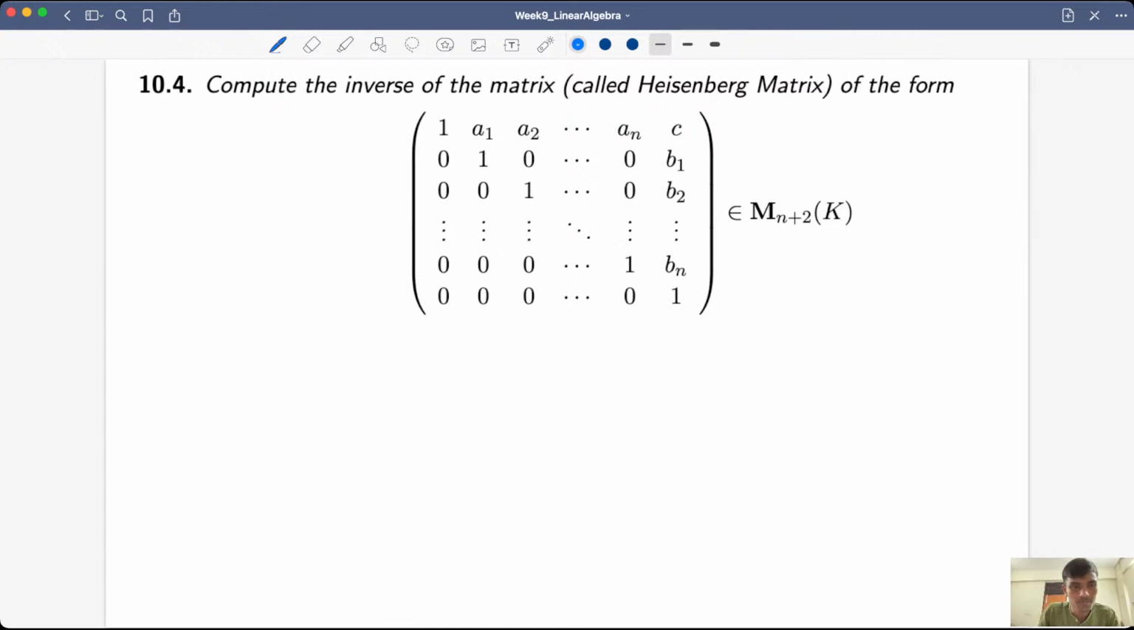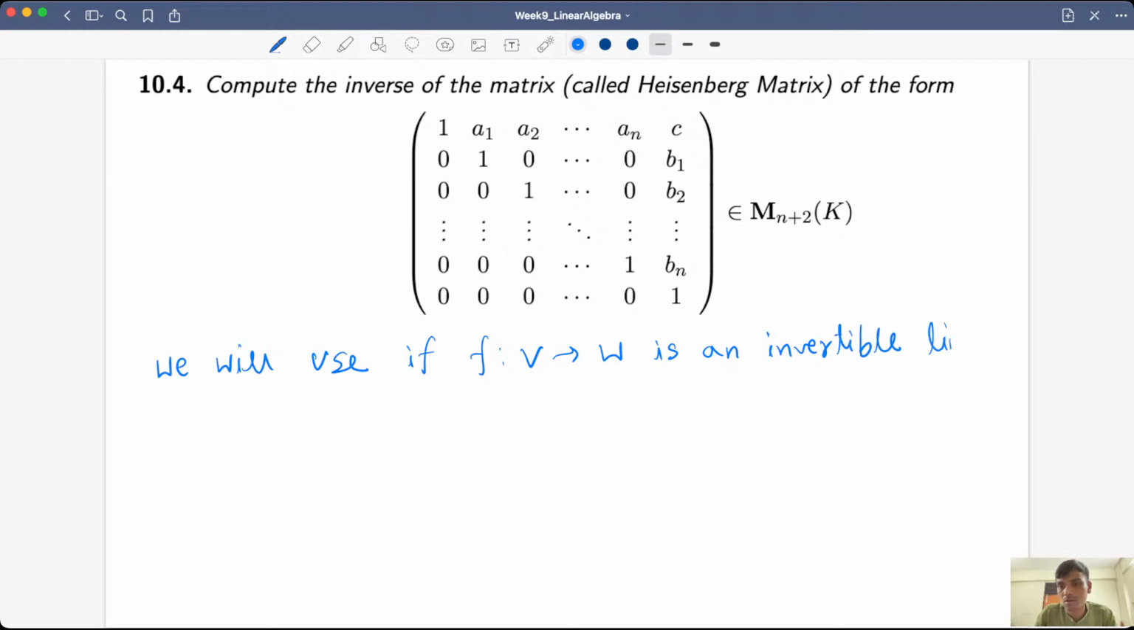So here we will use that if f from v to w is an invertible linear map, and let v, w be fixed bases of v and w respectively.